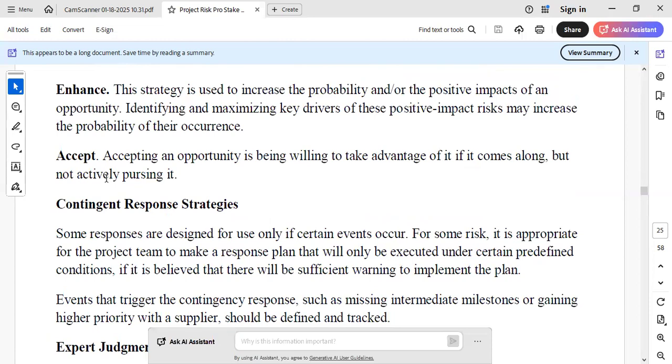And then we have acceptance. We are accepting the opportunity. We are willing to take the advantage if it comes along, but not actively pursuing it.